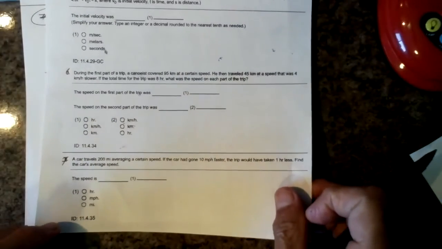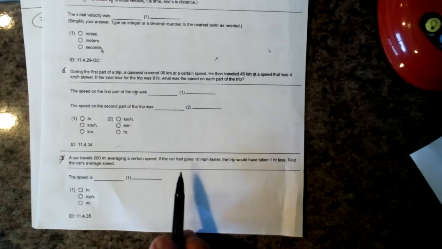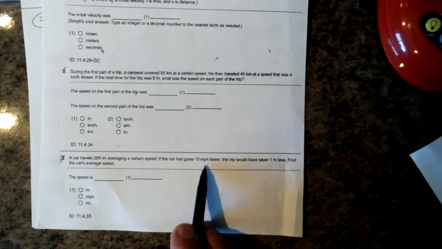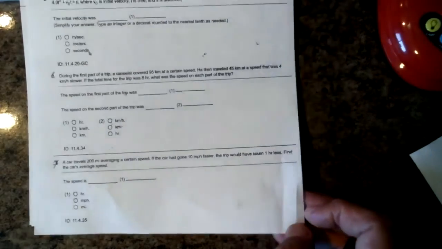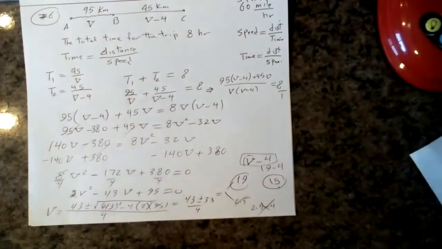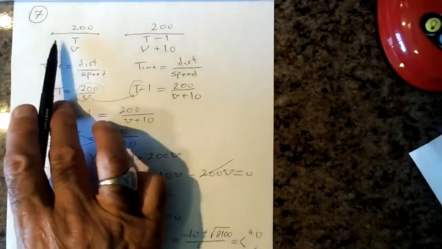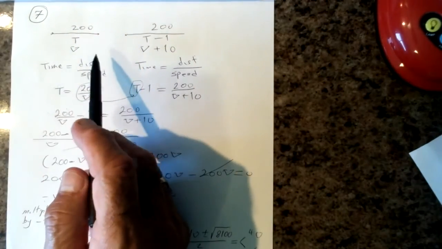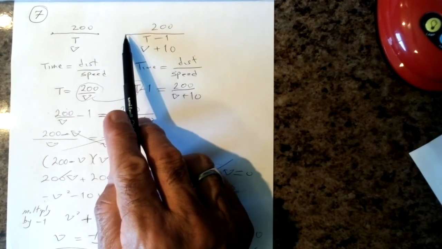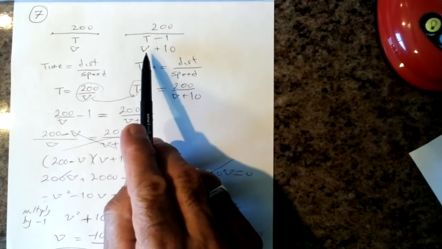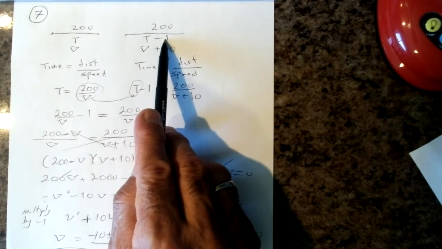And then this next one is number 7. A car traveled 200 miles averaging a certain speed. If the car had gone 10 miles per hour faster, the trip would have taken 1 hour less. So for this one, it goes with 200, and time and speed are unknown. But if we go the same distance but go 10 miles per hour faster, then we have 1 hour less.